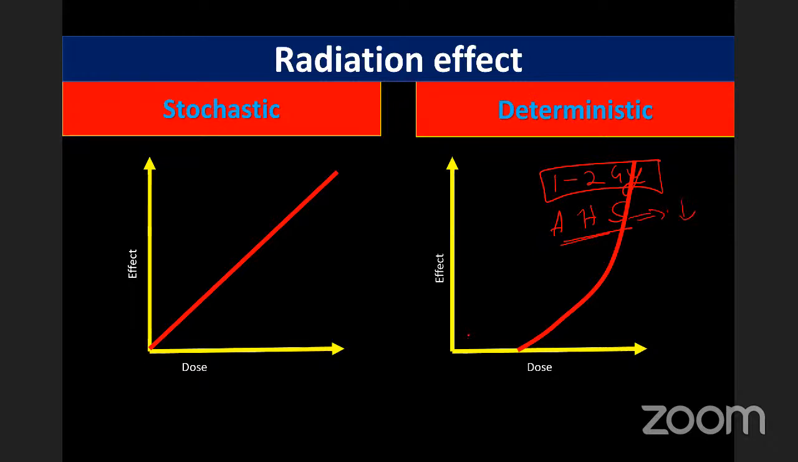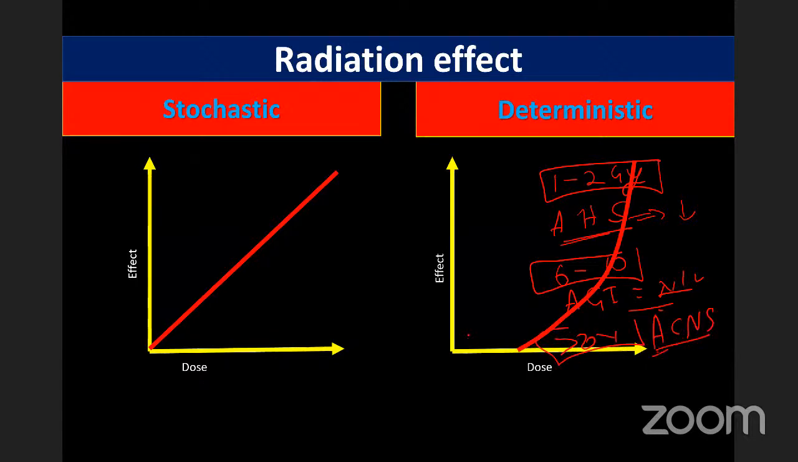If I give a dosage of 6 to 10 gray, then there will be acute GI syndrome. What is acute GI syndrome? There will be nausea, vomiting, and diarrhea, all because of the mucosal damage. If I give more than 20 gray, then there will be acute CNS syndrome. See how much dosage CNS requires and how much dosage hematopoietic syndrome requires. So this is how we know which is less sensitive and which is more sensitive.